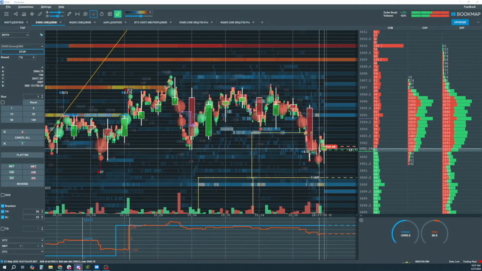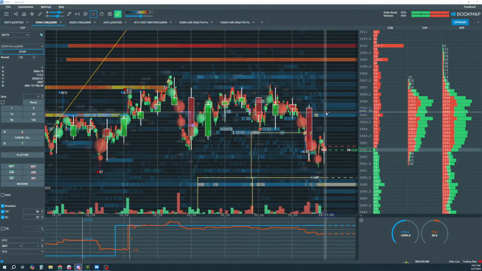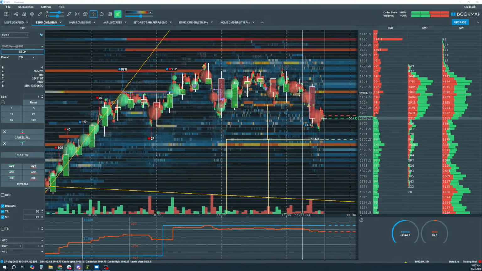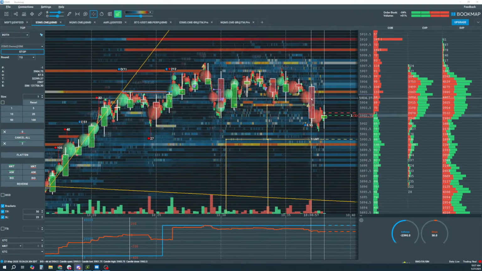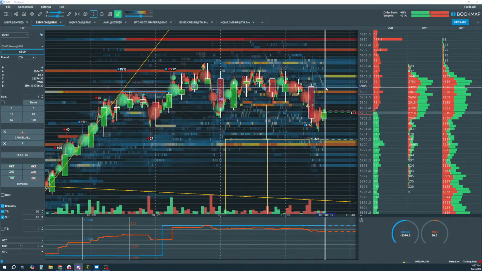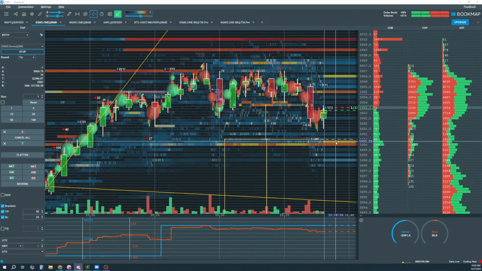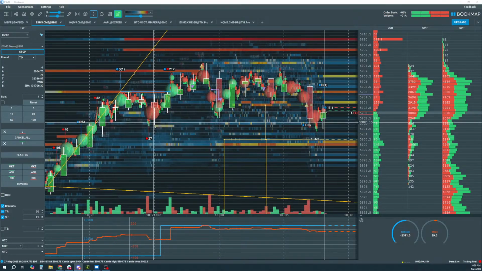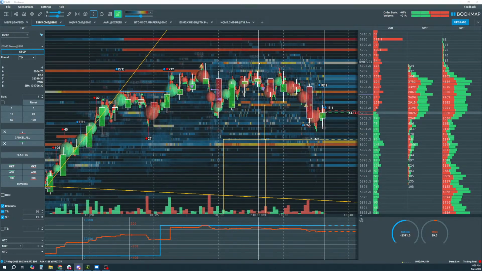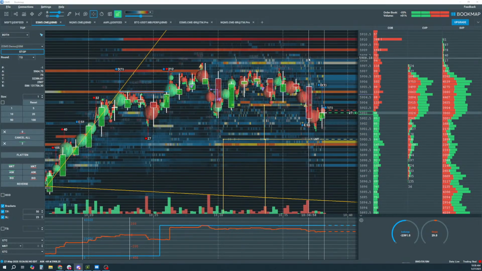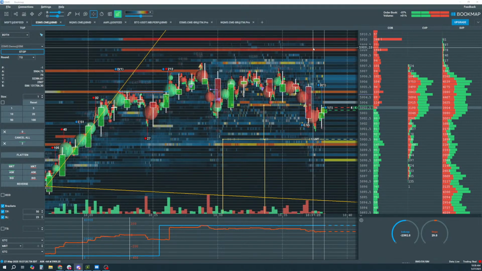I'm looking for the sellers to take it away from this area in here. And so far so good. I mean, look at the selling coming in. Okay, it looks good. Let's just see if they have the power though to move this lower here and break this range in here. Any questions? Does that make sense?